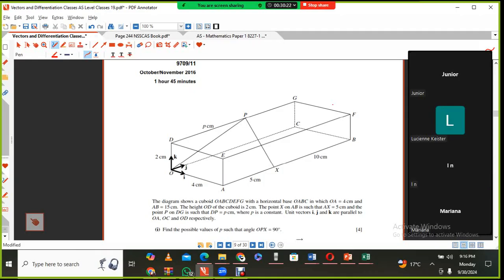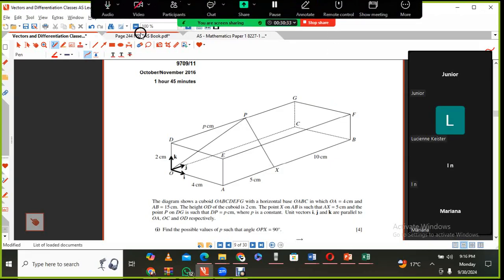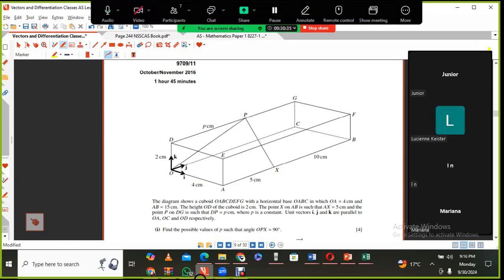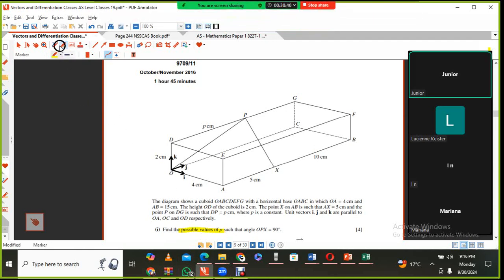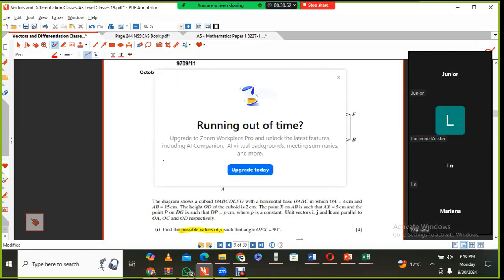This one has quite a lot of things in there. Again, it says find the possible values of P. The key words here are possible values. What does it imply? Inequality? Square root? Cubic? It implies what?